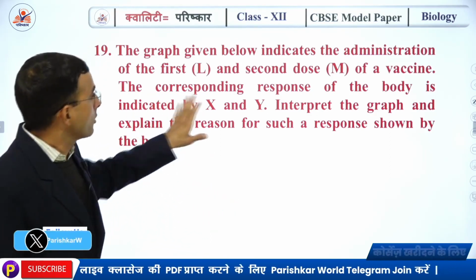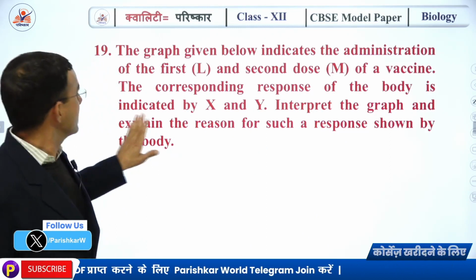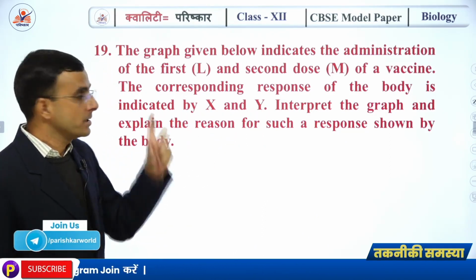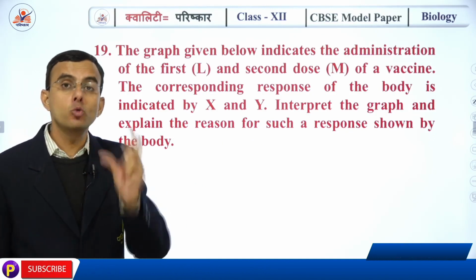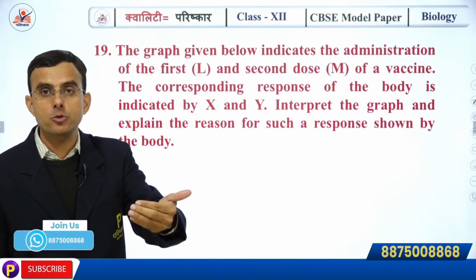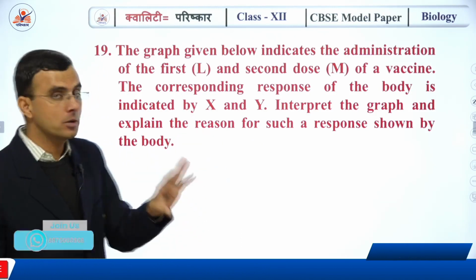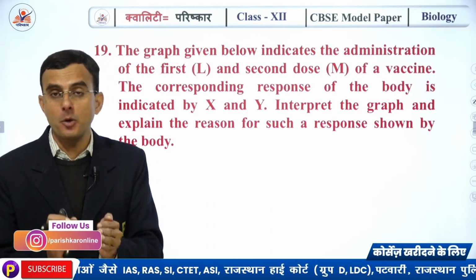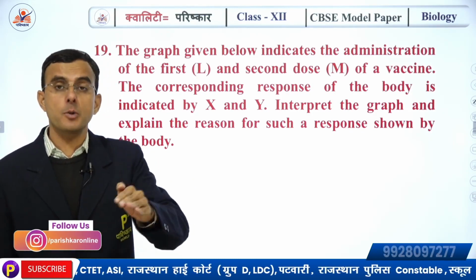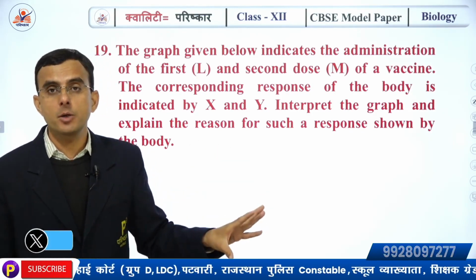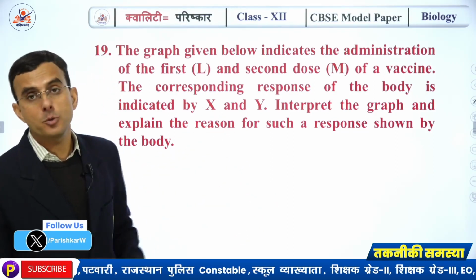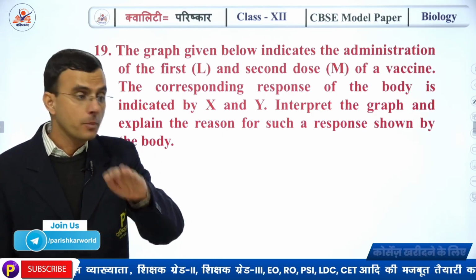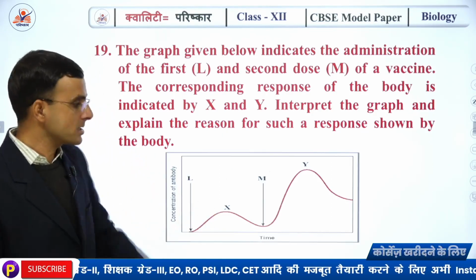The corresponding response of the body is indicated by X and Y. There is a vaccine, and by this vaccine we are providing two doses, first dose and second dose, to that particular person, and by these two doses we are observing the response of that person to each dose. So what is that response? Why are there two different responses to that particular dose? So that is the question.